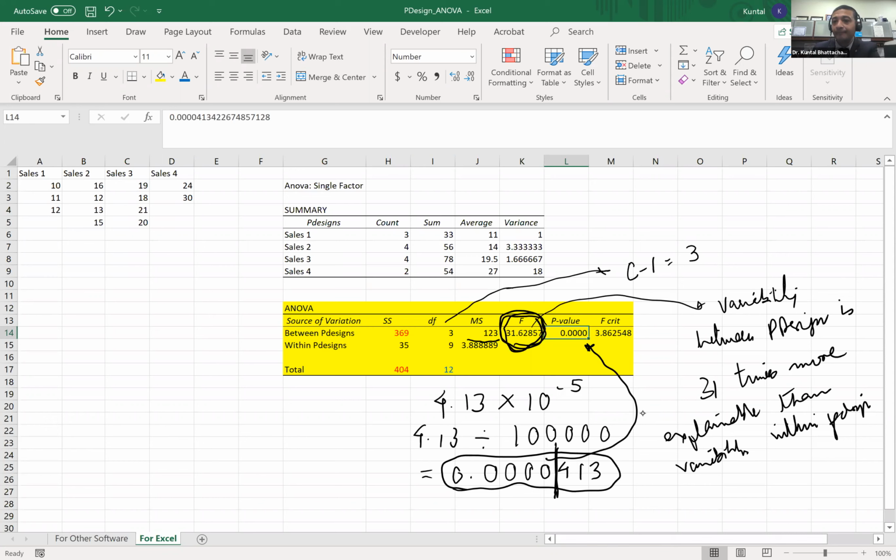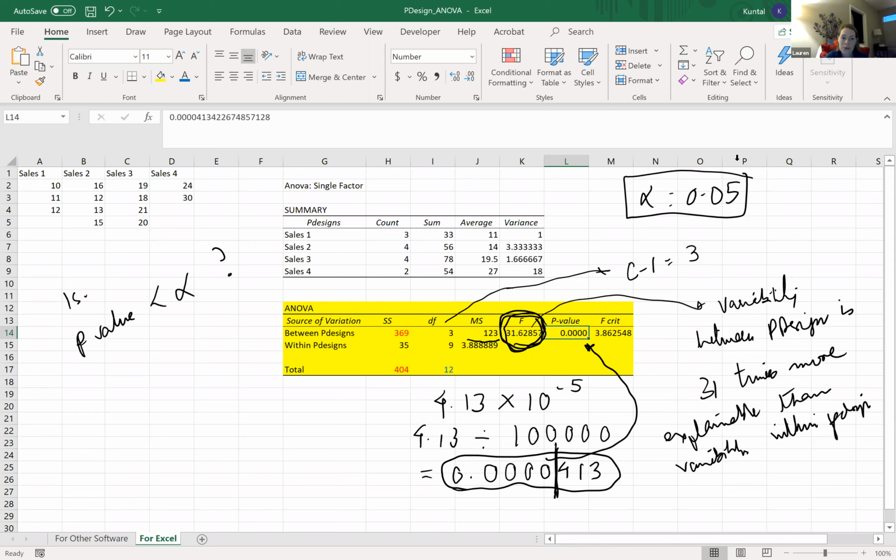Still with me? So now, something that we have all done quite a bit: is p-value less than alpha? Yes. Your alpha is 0.05, right? And therefore you can conclude that. What can you conclude? You can reject the null hypothesis, and you all conclude that the treatment means are equal is the statistical approach to conclusion.